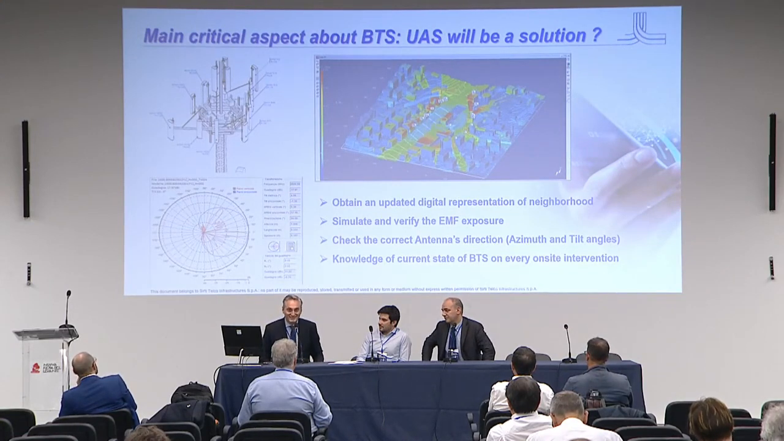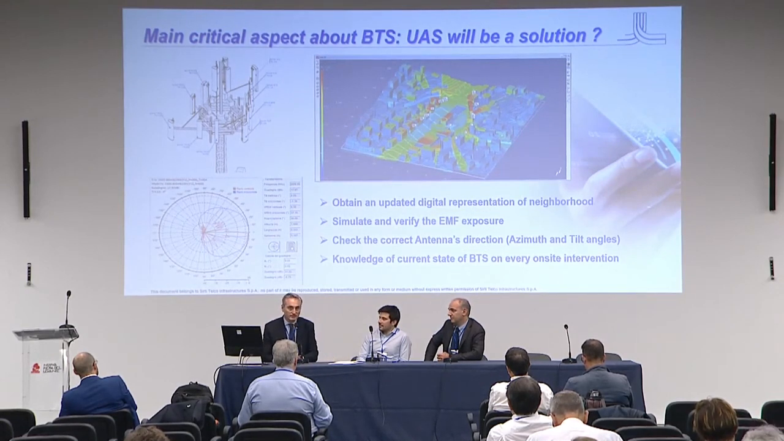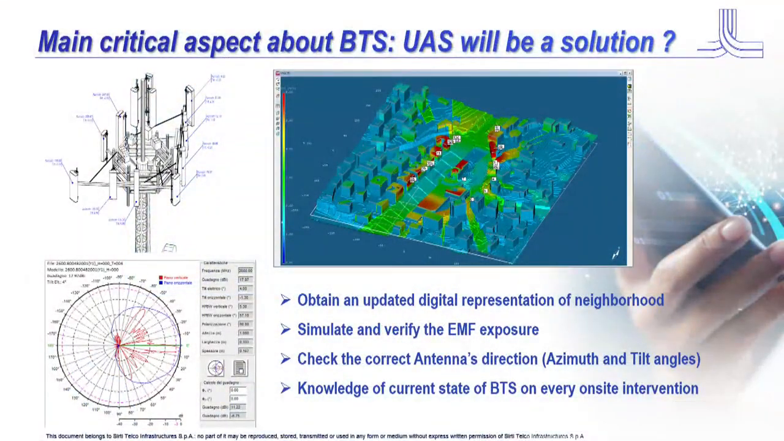So, why the drones? Easy. We cannot install antennas for now with drones, but we can carry out some other important tasks before the installation and after the installation for maintenance, for example. Here in my slide, some examples. Before the installation, for the permits, we have to create and supply a digital representation of the neighborhood, 300 meters around the new antenna, and we have to simulate the electromagnetic field exposure, only power.